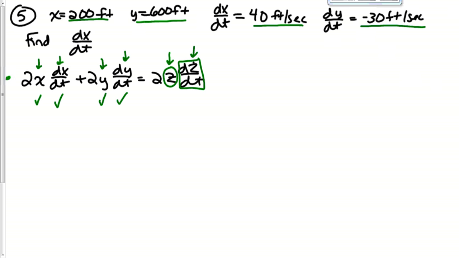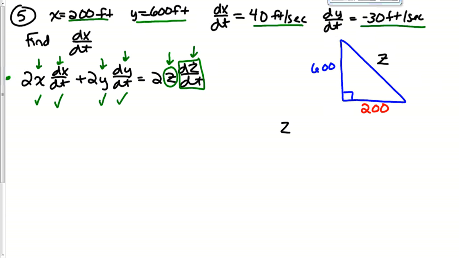However, I was given some information. At the instant that my y is 600, I know that my x is 200, and then my z is going to be whatever this is right here. So technically, I can find z at the moment where x is 200 and y is 600. I'm going to do that with the Pythagorean theorem.